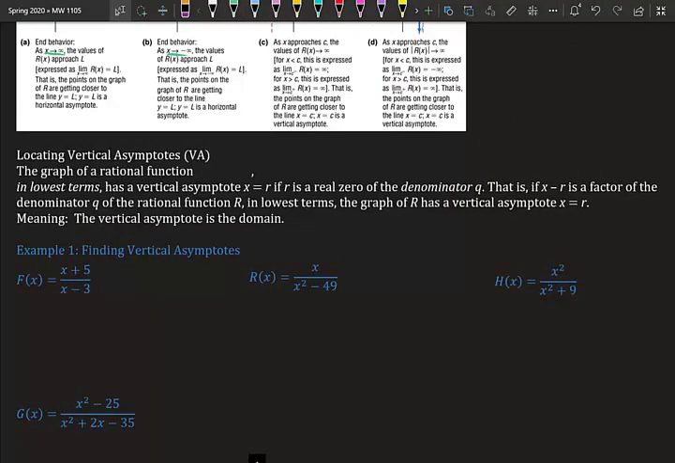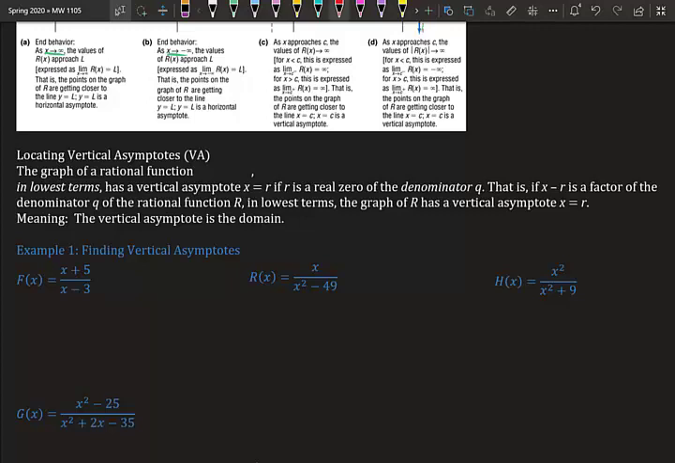So locating vertical asymptote, also known as the VA. The graph of a rational function in lowest terms has a vertical asymptote x equals r if r is a real zero of the denominator q. That is, if x minus r is a factor of the denominator q of a rational function r in lowest terms, the graph of r has a vertical asymptote x equal r. That's just the domain. The vertical asymptote is the domain.